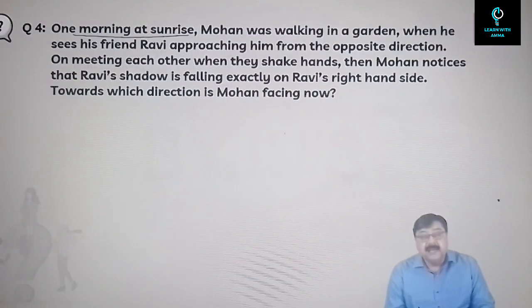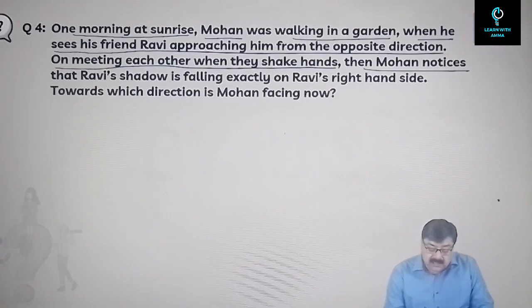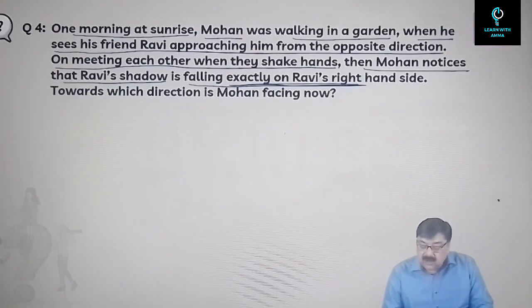One morning at sunrise, Mohan was walking in a garden when he sees his friend Ravi approaching him from the opposite direction. On meeting each other, when they shake hands, then Mohan notices that Ravi's shadow is falling exactly on Ravi's right hand side. Now towards which direction is Mohan facing? Now the question is about Mohan. So let us become Mohan.